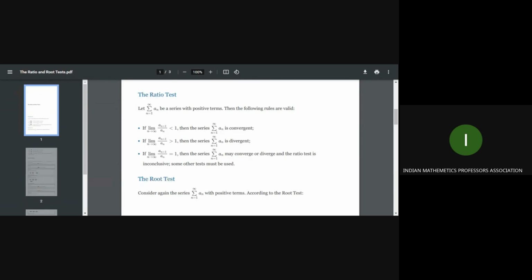Institute and the Indian Mathematics Professors Association for conducting this type of program for young mathematicians and researchers. Okay, and also I would like to thank our participants for their patient listening. Okay, so dear participants, prepare well. We'll clear TNSET 2024. Thank you, thank you all. Thank you so much, sir. May I leave from here, sir?